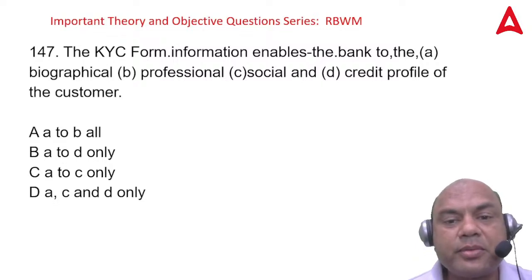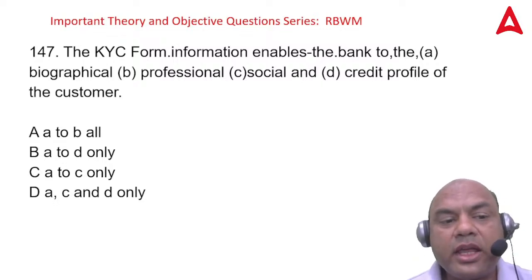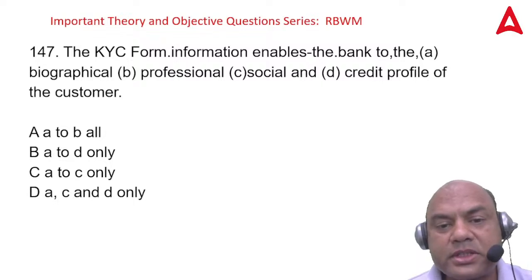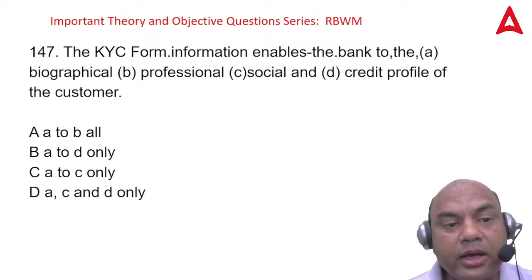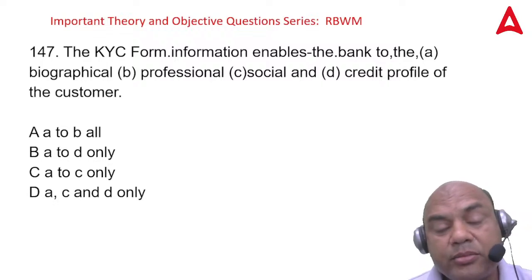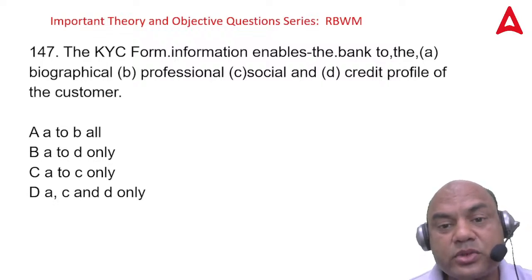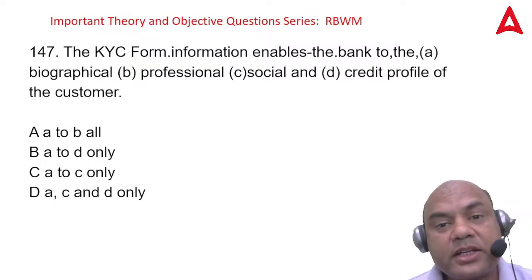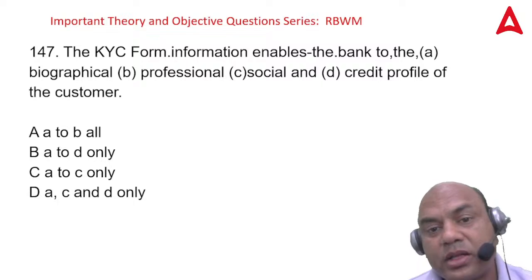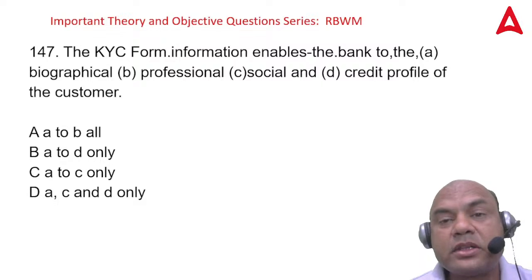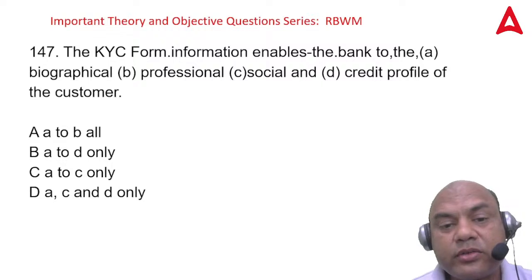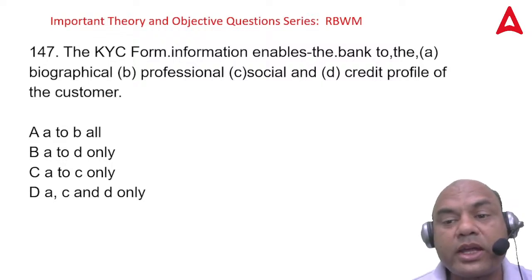The KYC form information enables the bank to: A. Biographical, B. Professional, C. Social, D. Credit profile of the customer. Means these KYC forms can be used for what? Biographical. Professional means what is the profession of that customer. Social means what is the family status, what is the income status, what is the house, whether it's rented or owned. Credit profile, how much loan was taken by that customer earlier. So can we use this KYC form for classifying that customer into these four or five categories?